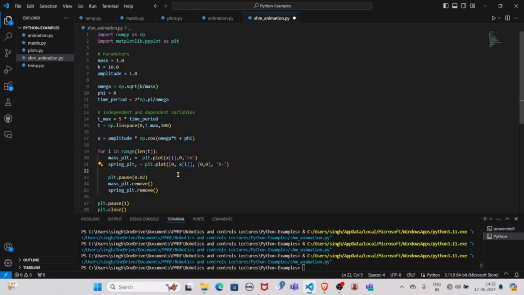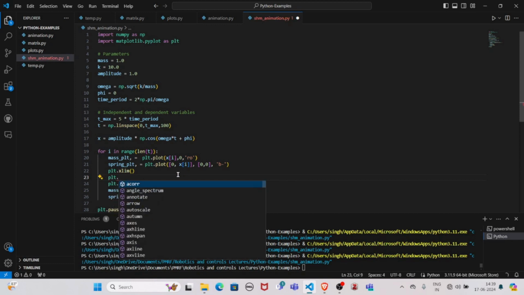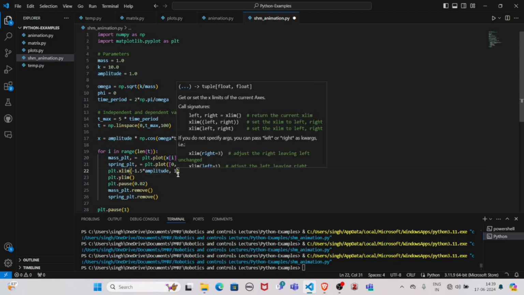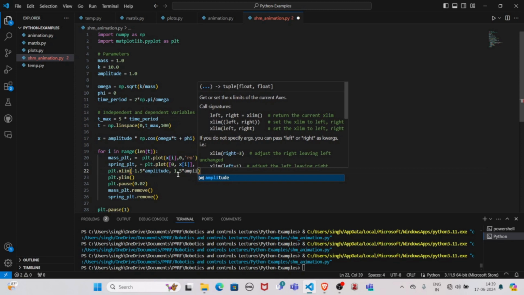So let's fix the limits. The plt.xlim function we can use, and similarly the plt.ylim function you can use. So how much do we want to fix? Let's say our amplitude is 1, so amplitude times 1.5. The way it works is it has to first give the lower limit, so minus 1.5 into amplitude to 1.5 into amplitude.